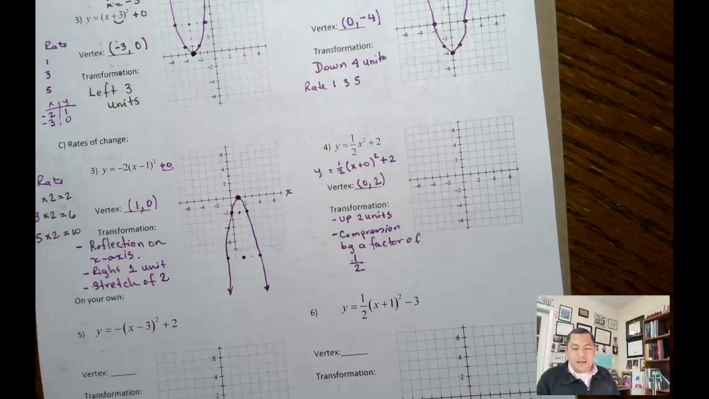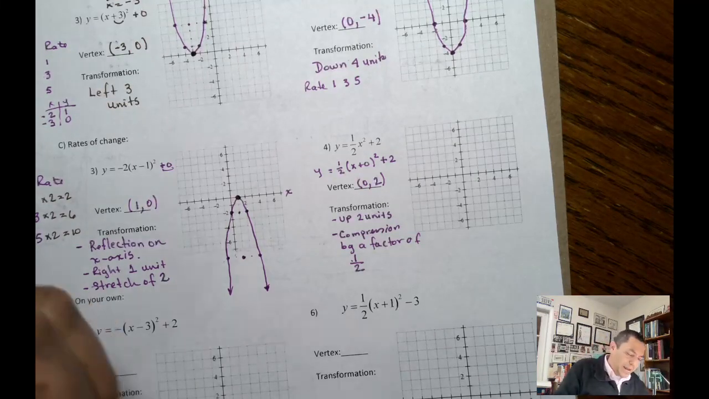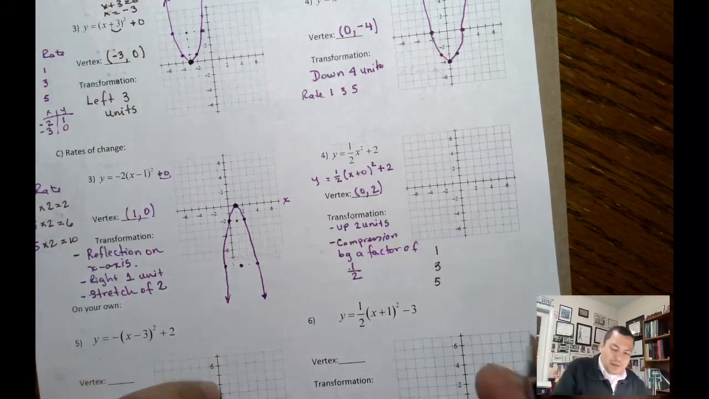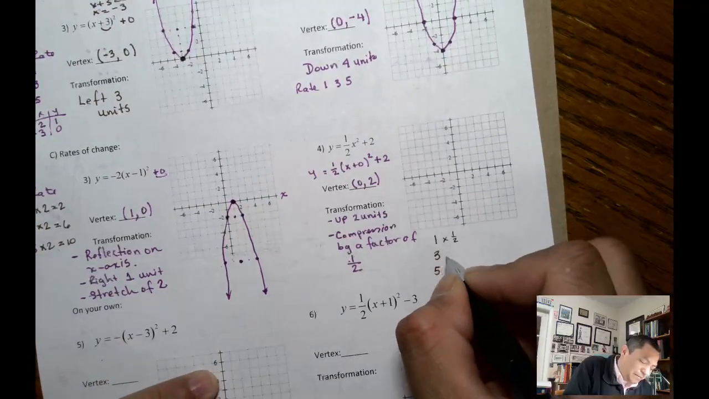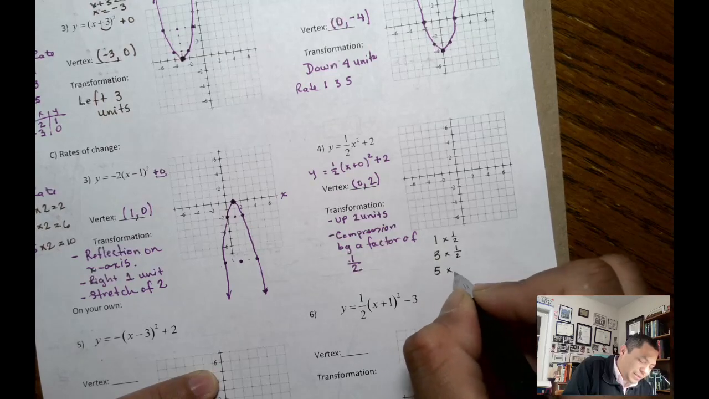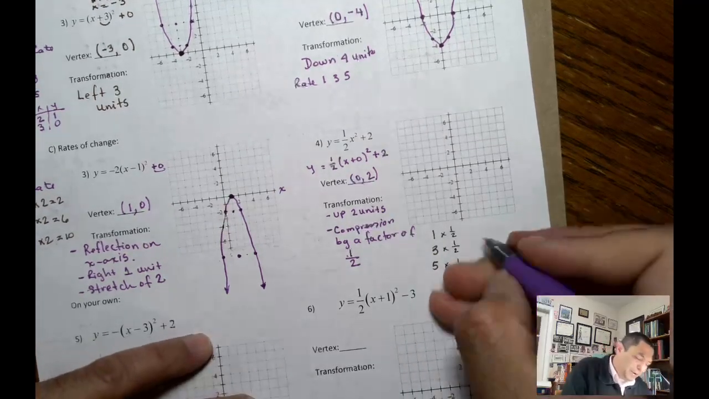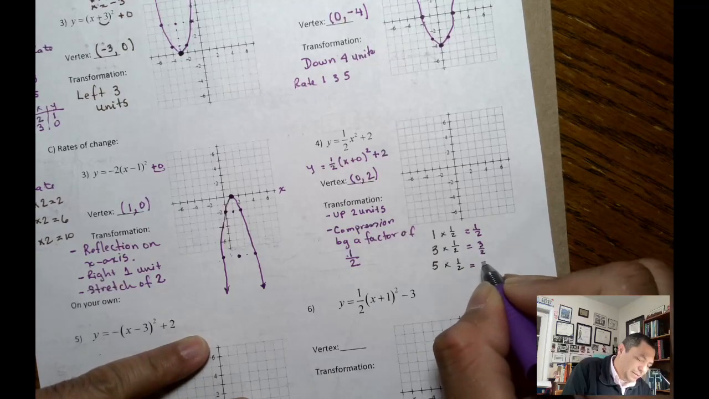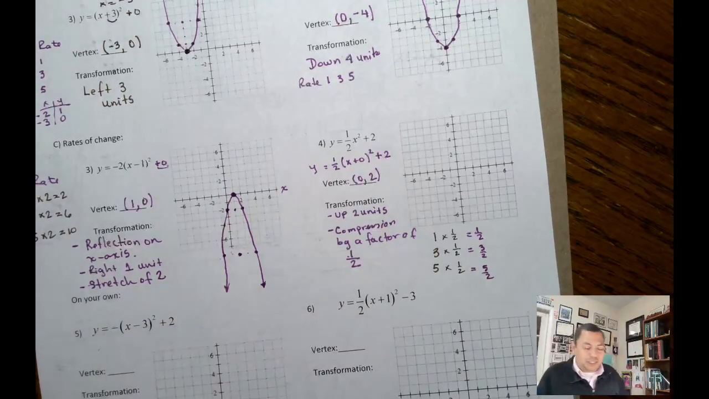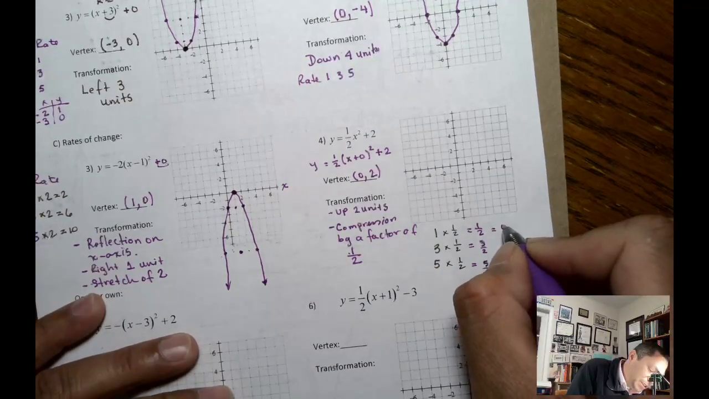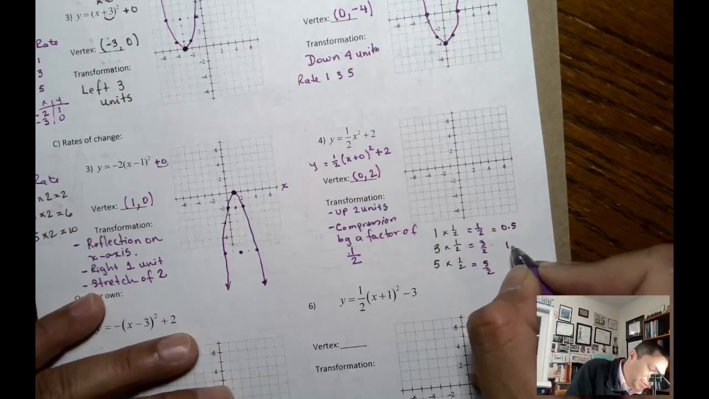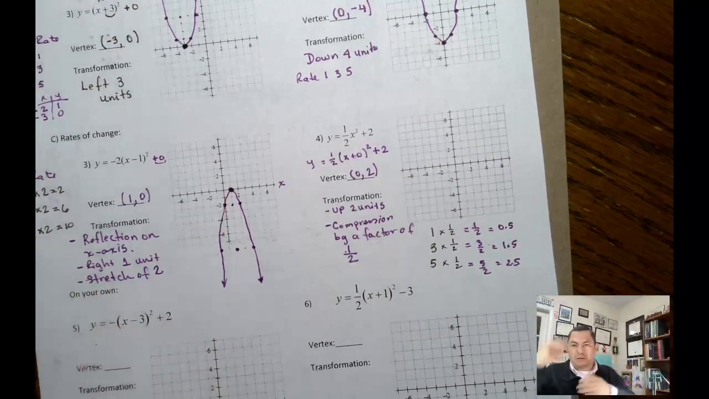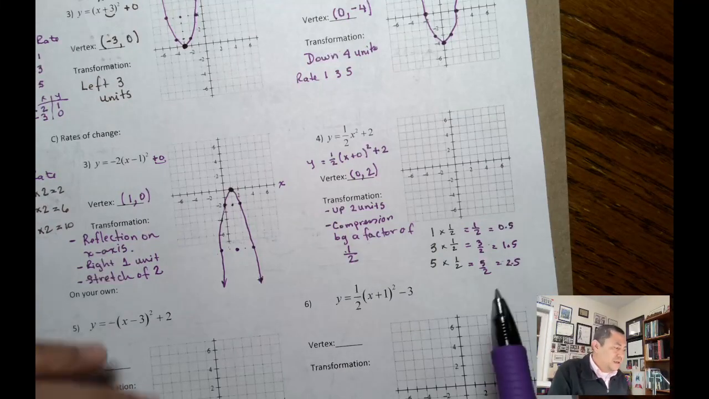Of 1/2. Now the rate. What happens to the rate? So I have 1, 3, and 5. So I have times 1/2, times 1/2, times 1/2. And this one will be 1/2, 3/2, and 5/2. Which is, if you do decimal, 0.5, 1.5, and 2.5. You can do it with the calculator: 5 divided by 2 is 2.5.